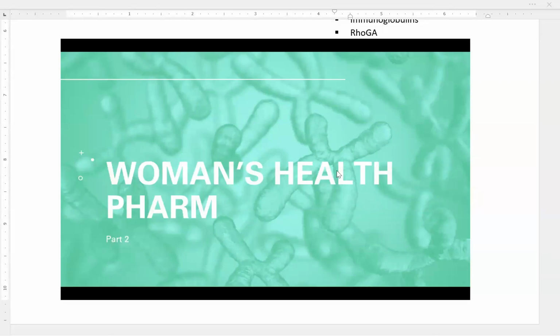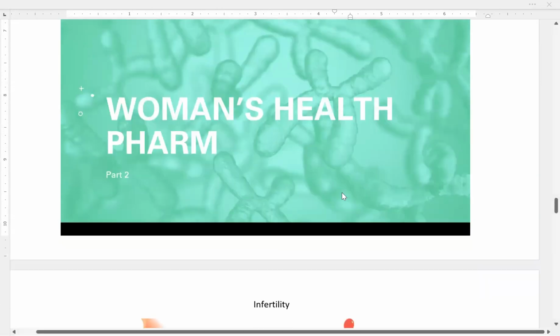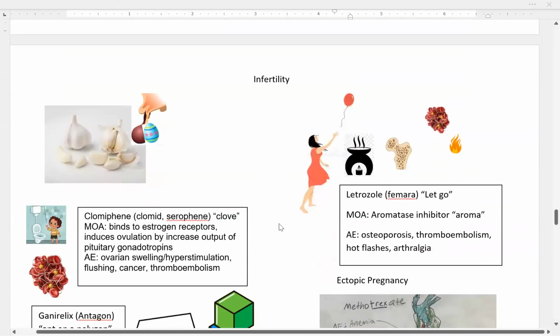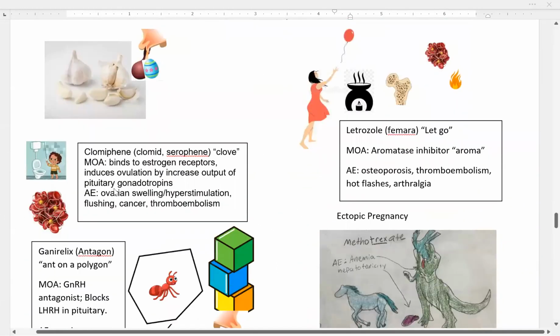Okay, so this is Women's Health Farm Part 2. This will cover PowerPoints 3 and a little bit of 4. We're going to start with drugs for infertility, and the first one is clomiphene or Clomid.